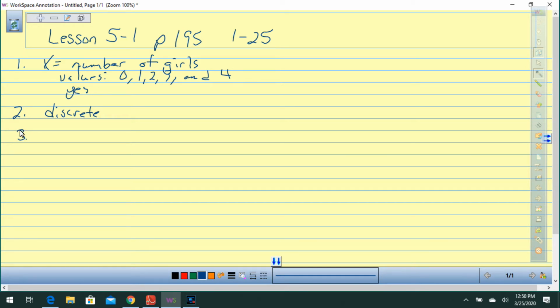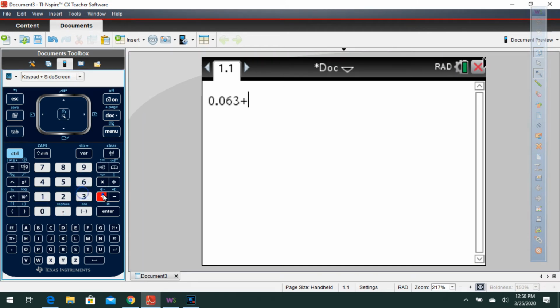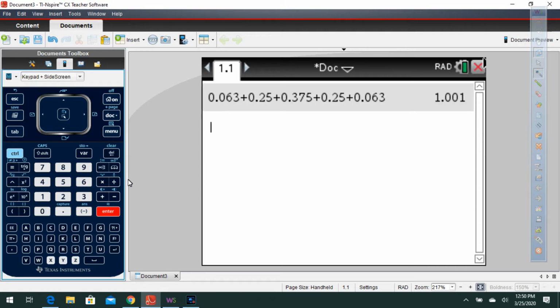3, probability distribution. For the accompanying table, is the sum of the values of P of X equal to 1? Well, let's check. What do we got? 0.063 plus 0.25 plus 0.375 plus 0.25 plus 0.063. Oh, no, it doesn't equal 1, but it's 1.001, which is pretty darn close.